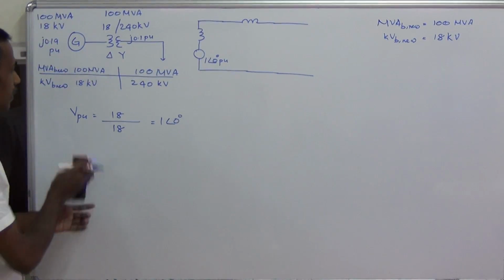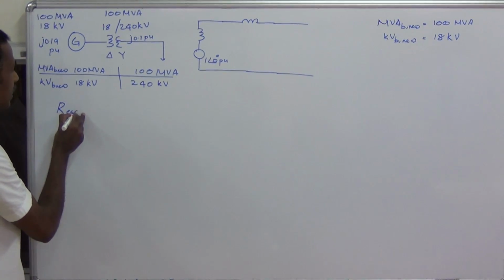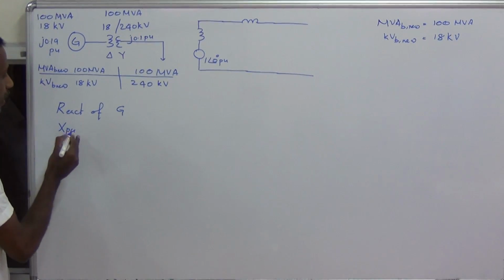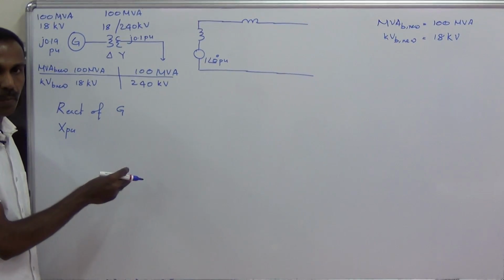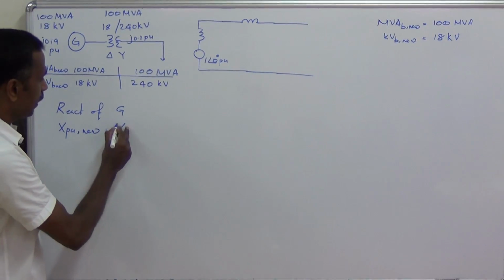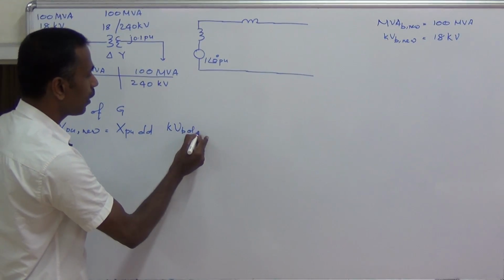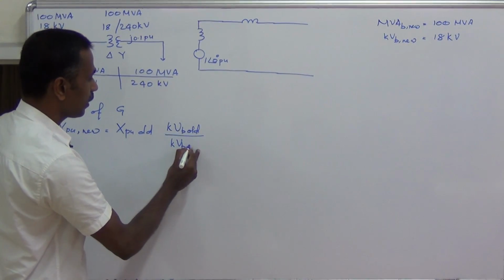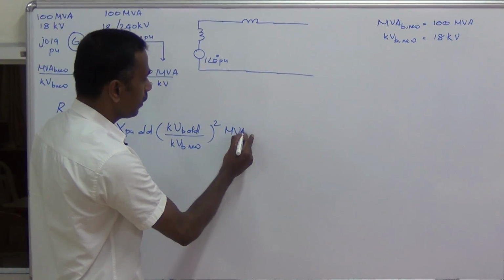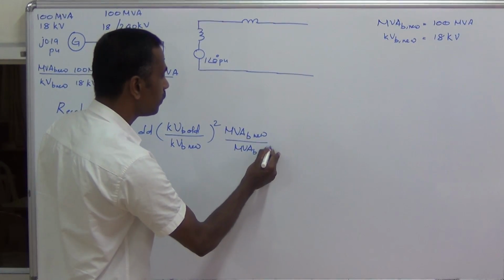Now let us find out the reactances on a common base value. Let us start with the reactance of the generator. This is the formula we are using to convert the per unit reactances from one base to another base. X per unit new is equal to X per unit old into (kVB old divided by kVB new) the whole square into MVAB new divided by MVAB old.